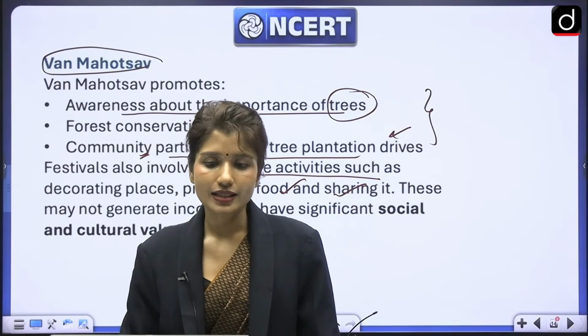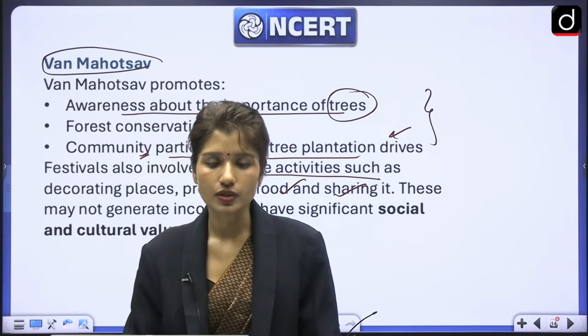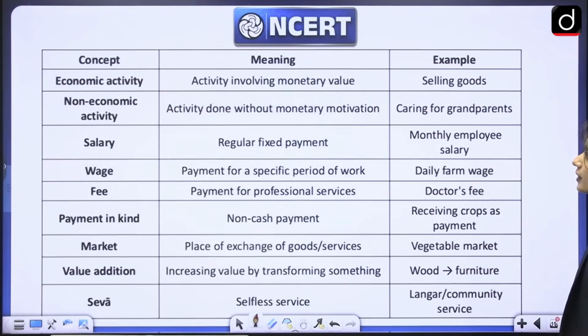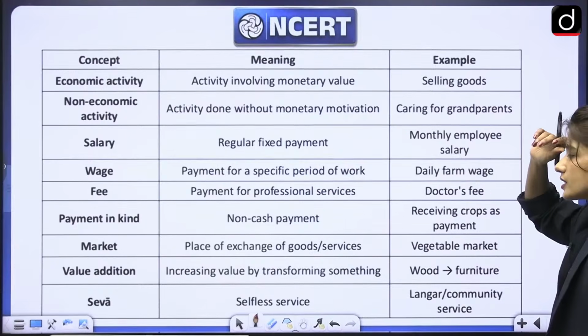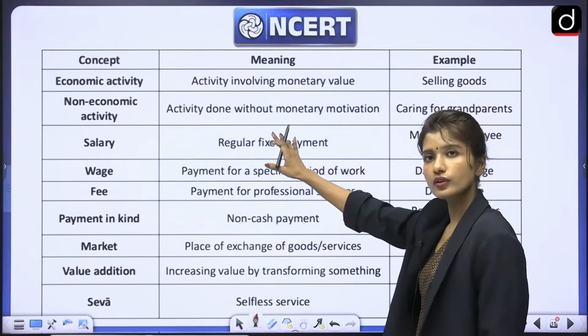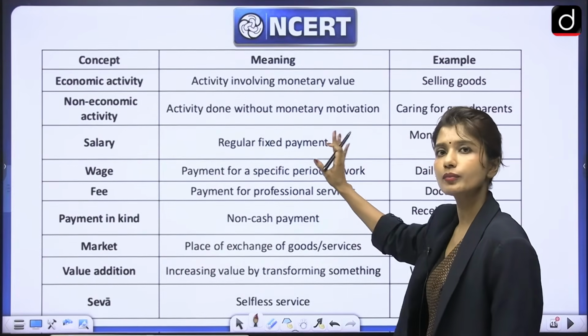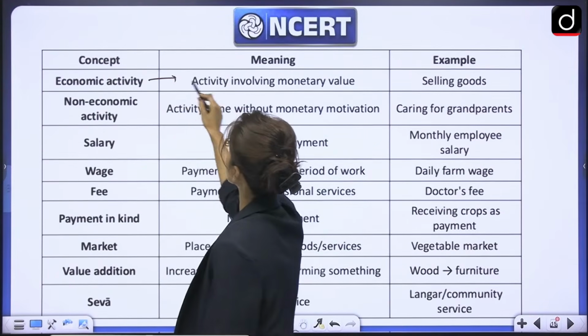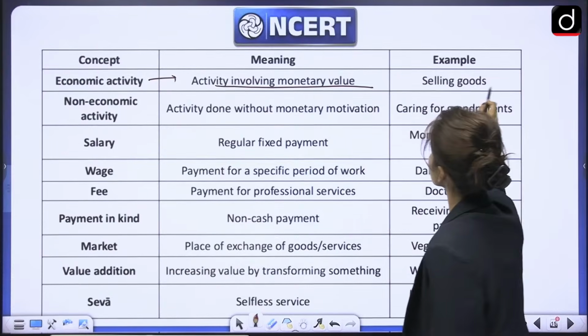Okay, and that was all in this chapter. Chapter number 13 is over. Let's move to chapter number 14. I've given this in the PDF. Whatever I've just taught you, everything is given in this table. So this one table completes everything. As you can see, economic activity is activity involving monetary value. For example, selling goods.